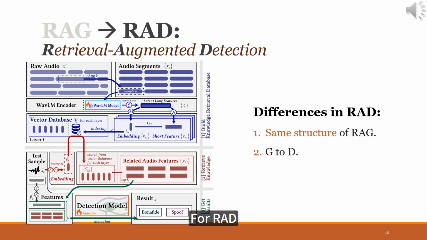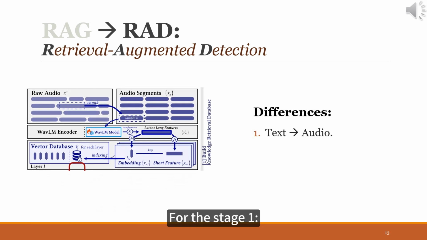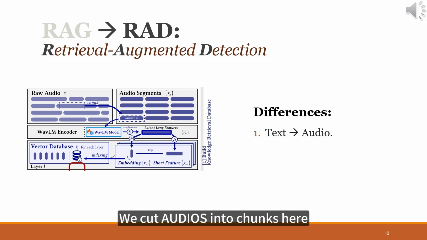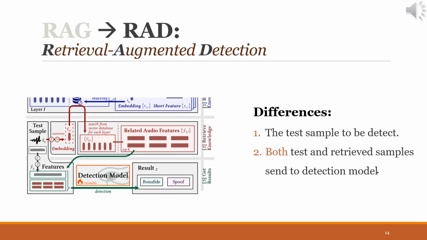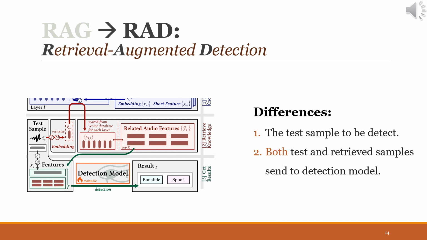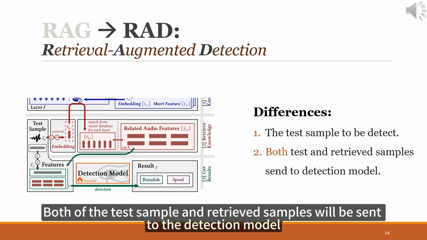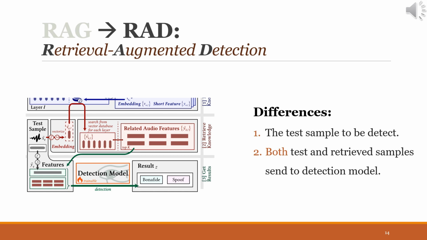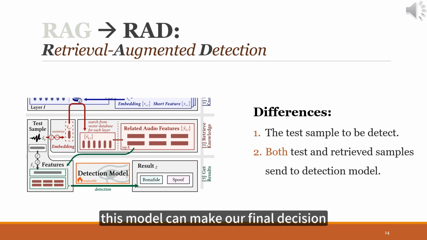RAD has a similar structure to RAG, but it's a little bit different. For stage 1, we cut audio into chunks here, because our task is to detect fake audio. For stages 2 and 3, both the test sample and the retrieved sample will be sent to the detection model. Finally, this model can make our final decision.